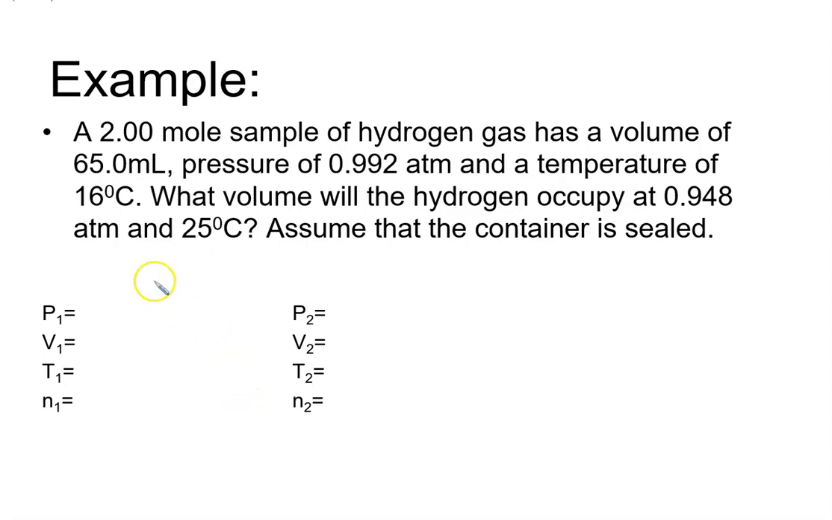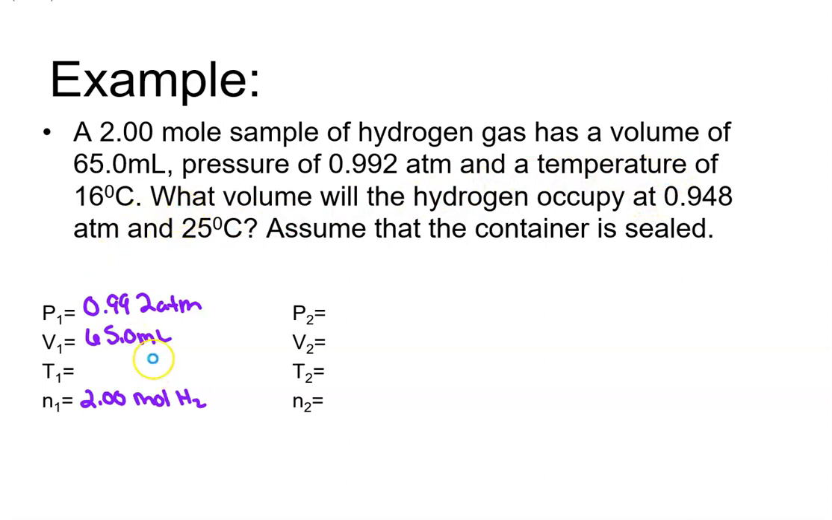Okay, so let's write down, we've got 2 moles, so that's N, and so I've got a little chart here just to kind of keep us organized. We've got moles of hydrogen. And then it says we have a volume of, so that's our beginning volume. And you've got a pressure of, ATM, even if it didn't say pressure, you need to realize that ATM is a pressure. And then a temperature of 16 degrees.